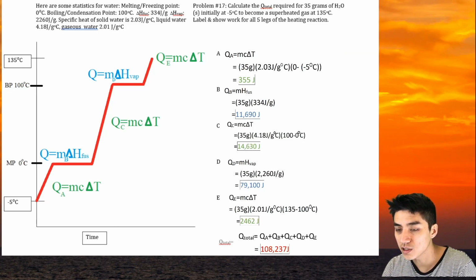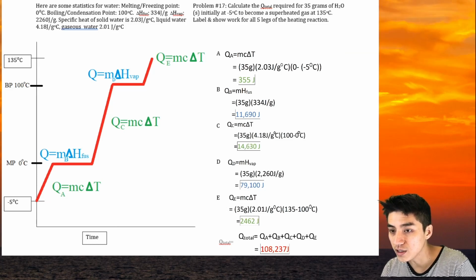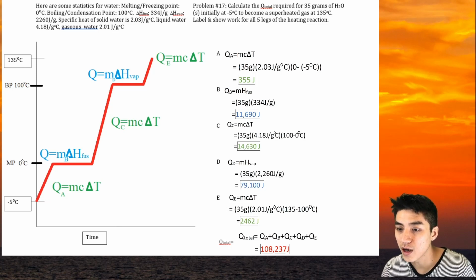Q total is the sum of legs A through E. So add your 5 values together. I'll get roughly 108,237 joules. You may or may not get that exact value. It just depends on how you rounded, but getting a value close to 108,000 is acceptable.